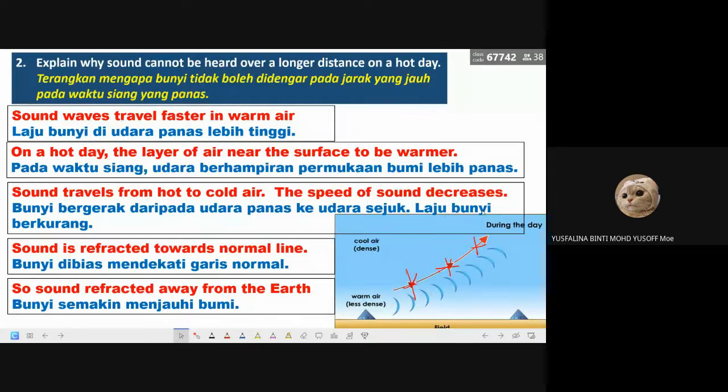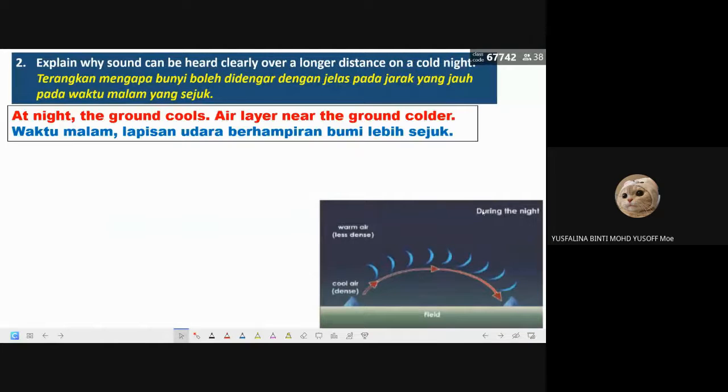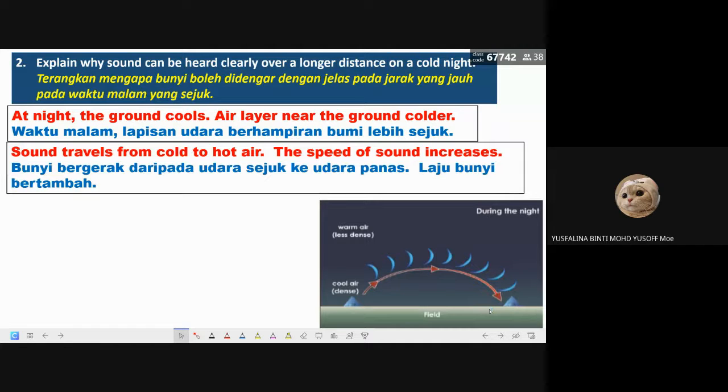Then what happened during the cool night? At the cool night, at the lower part of the layer of air, it will become denser, and the upper part will be less dense. So dense to less dense, it will move away from the normal. It will move towards the earth. So that's why we can hear clearly on the cold night.